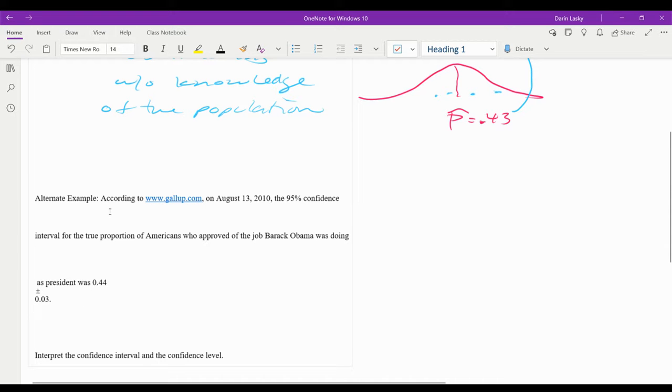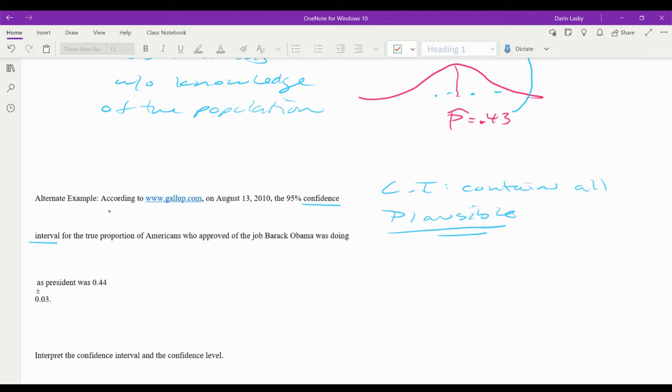All right, so let's look at this here. A lot of stuff going on, a lot of new terminology. If we're looking at a 95% confidence interval, the idea of a confidence interval is this: the confidence interval, or CI, contains all plausible, in other words, ones that make sense, plausible values of P.